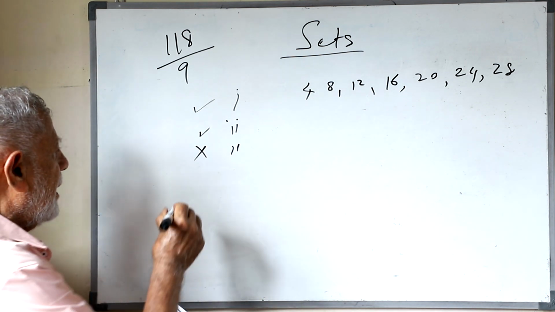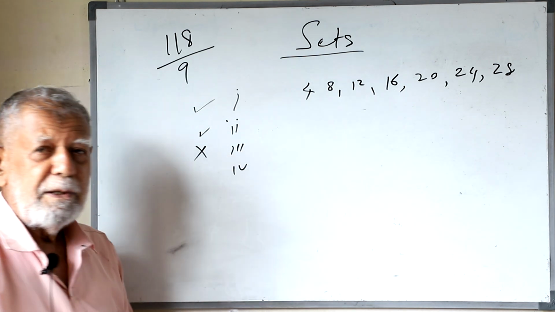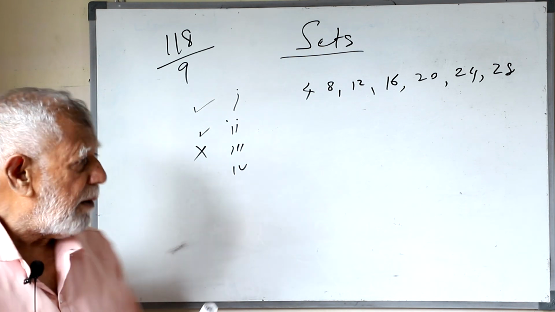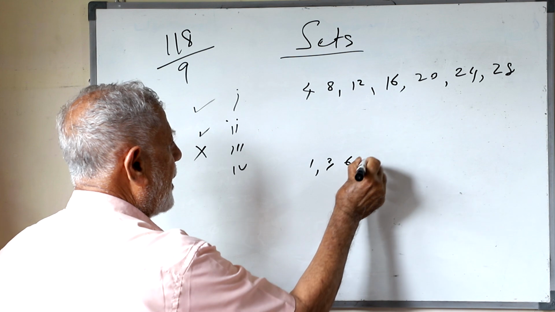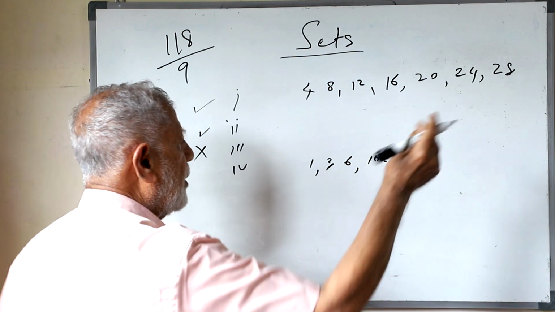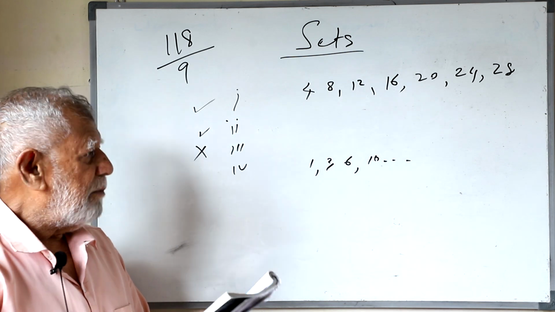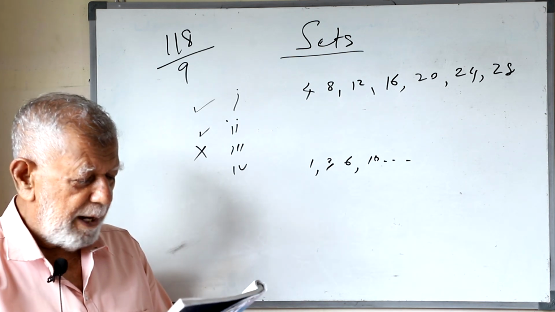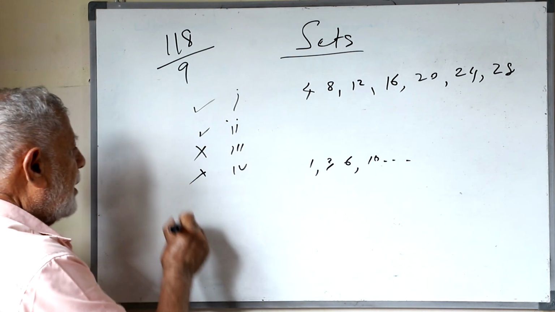Then the fourth one is triangular numbers. Triangular numbers are limitless. The first triangular number is 1, then 3, 6, 10, and it goes on like that. We don't know how many there are. You can go on and on writing the numbers. So we don't know how many triangular numbers there are, so we can't call it a set.